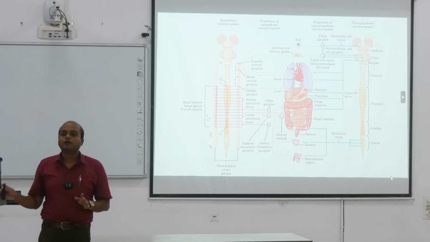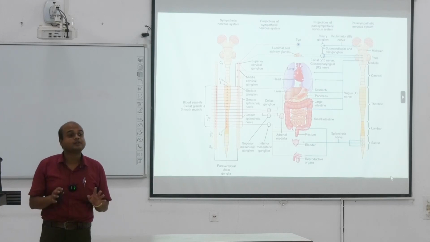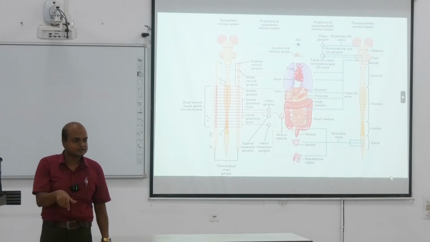Cranial nerve nuclei concerned with the parasympathetic nervous system are 3, 7, 9, 10. Only the first numbers vary in these cases. 7, 9, 10 are common. Remember like this. Okay.